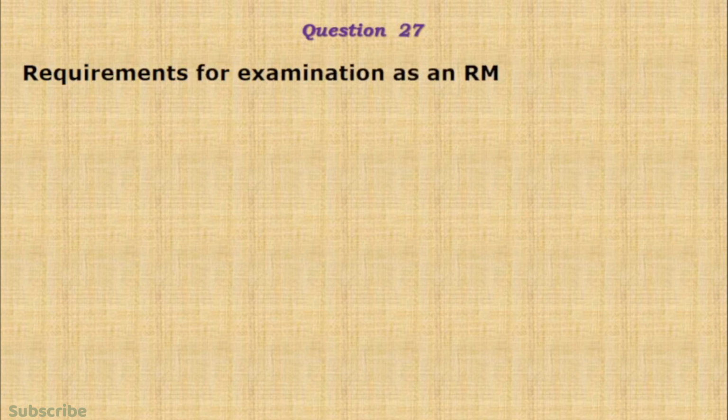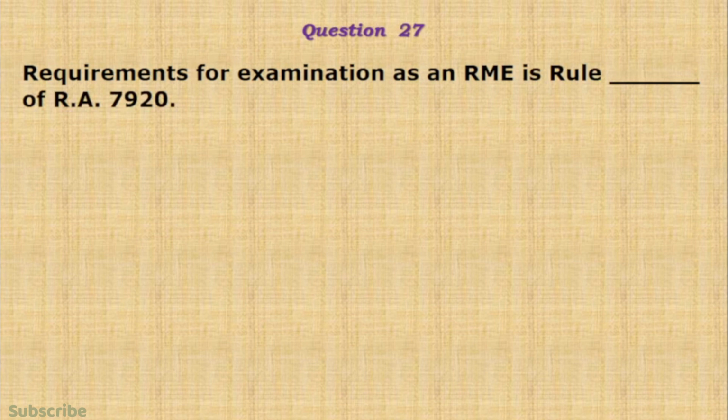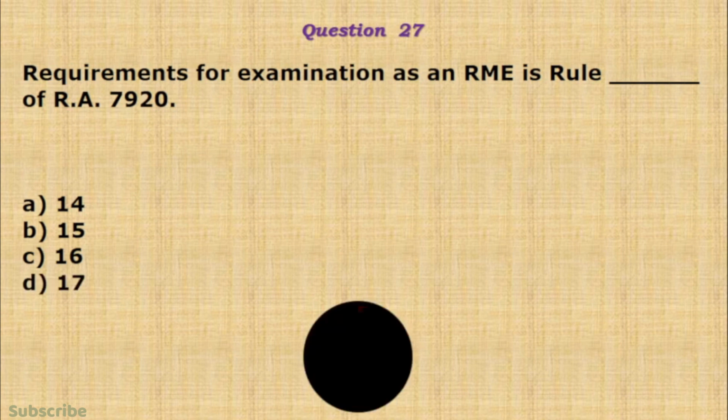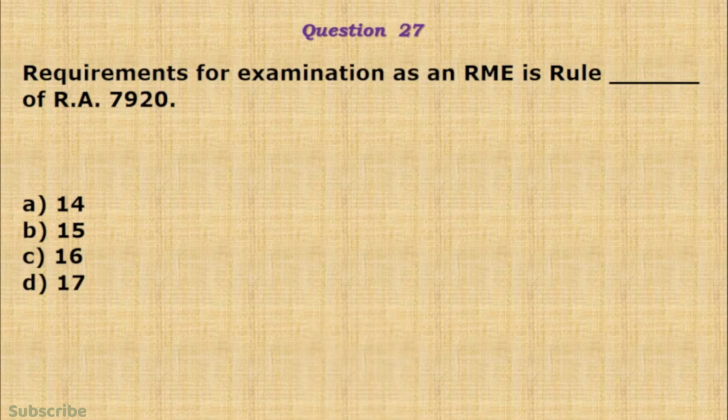Question number 27. Requirements for examination as unregistered master electrician is Rule blank of RA 7920. A. 14, B. 15, C. 16, D. 17. The correct answer is letter D, Rule 17.